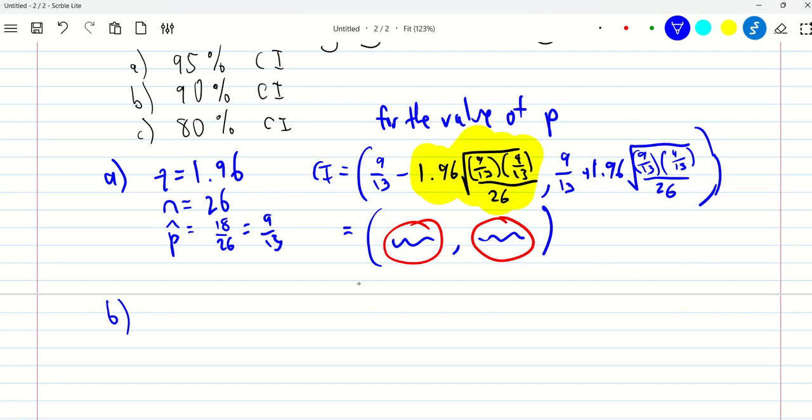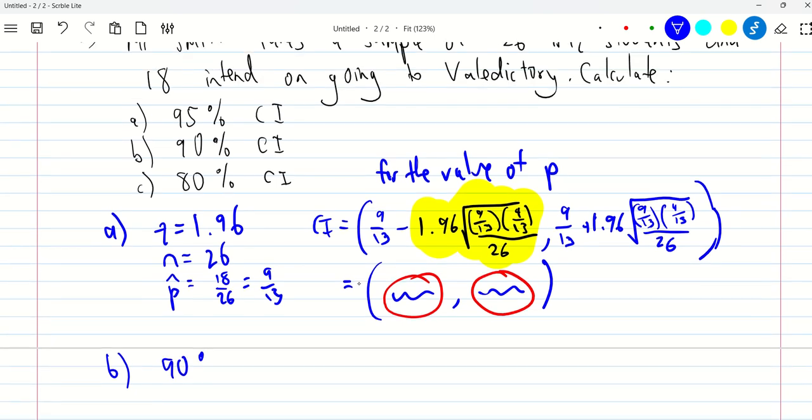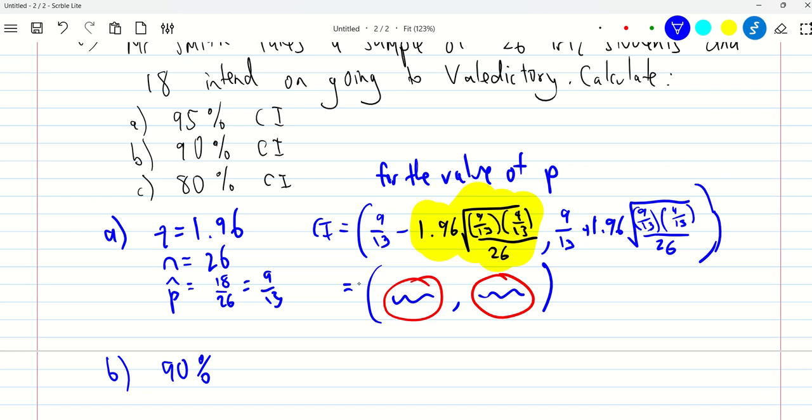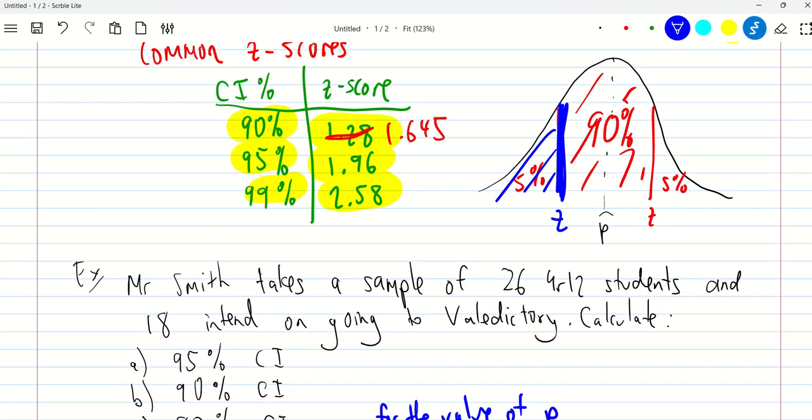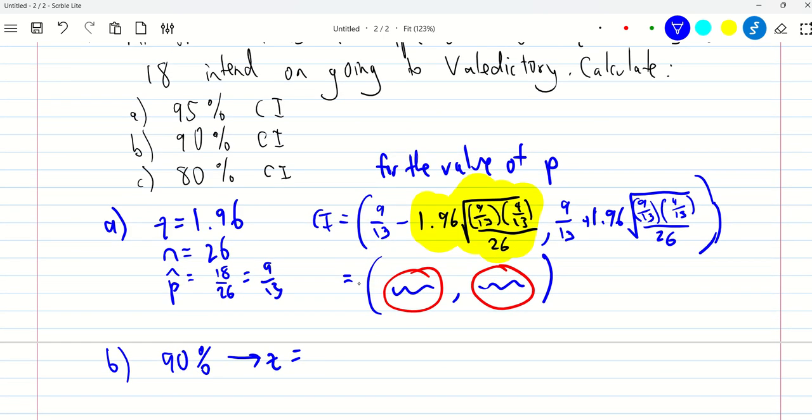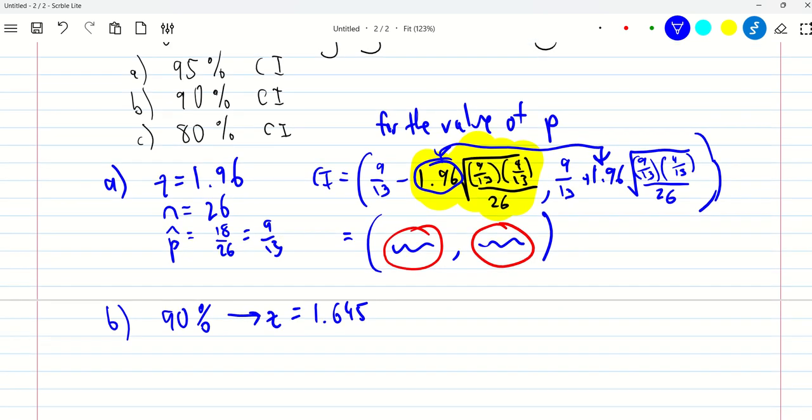So then a 90%. If you're trying to find a 90% confidence interval, okay, what that refers to is a Z score of, what did we say for 90%? I had to change it, 1.645. Okay, so you would do exactly the same thing as before, but instead of 1.96, you'd put 1.645 there and there as well. Okay, and so that's the only difference between those two.